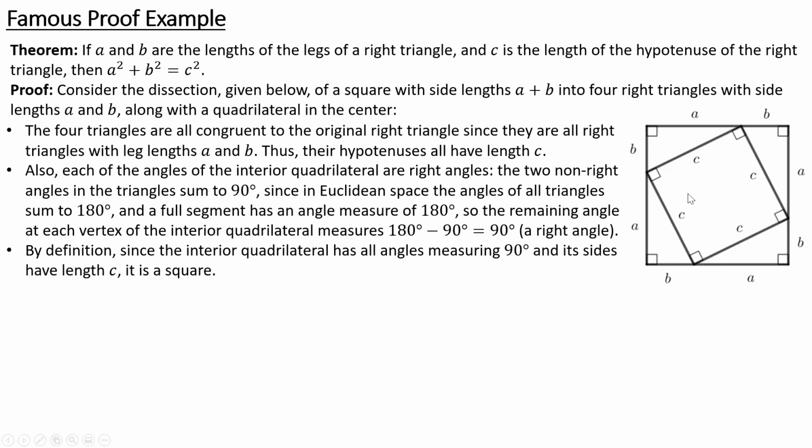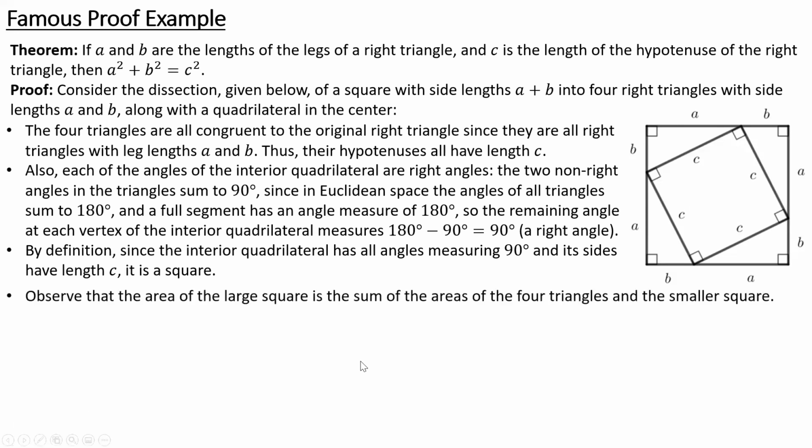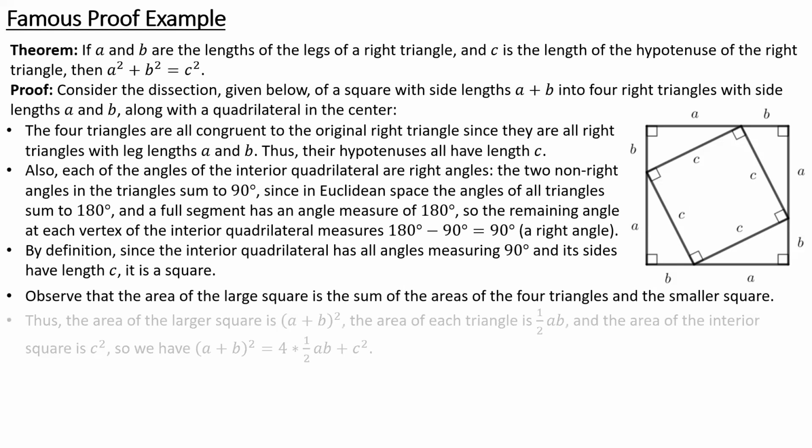It is a square. Now, why do we have to prove this? Well, we needed to prove this because we're going to use the area of this big one, which we do know is a square, and the area of these 4 triangles and the area of this. So we need to know that it's a square. We can observe that the area of the large square is the sum of the area of the 4 triangles and the smaller square, right? So that big one must equal all 4 plus the smaller.